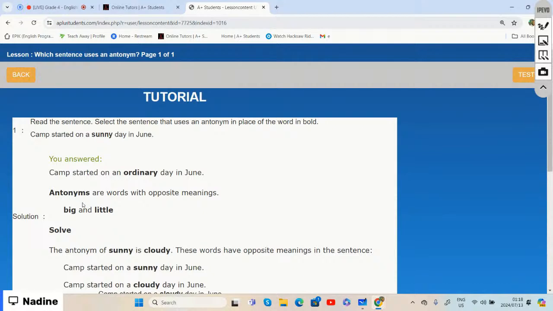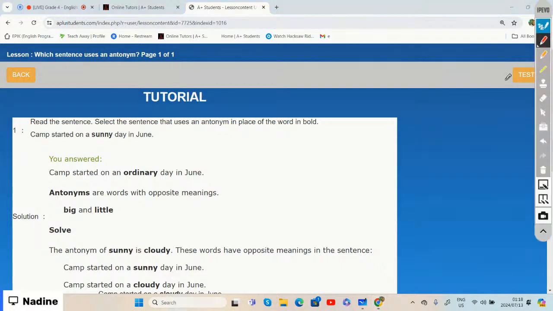All right, so we said antonyms are words with opposite meaning, and we made an example of big, little, and we made also a few other more examples. But now, if we look at this activity, it says we need to read the sentence and select the sentence that uses an antonym in place of the word in bold.